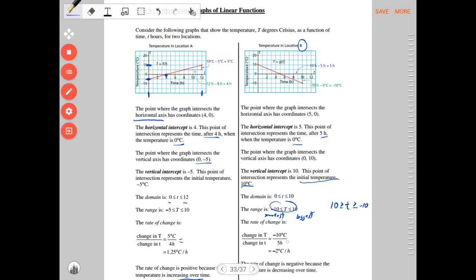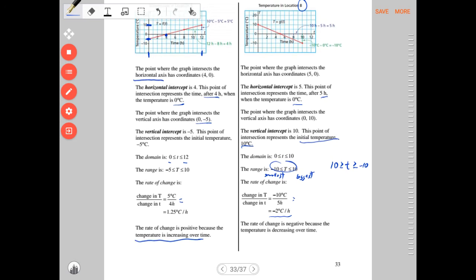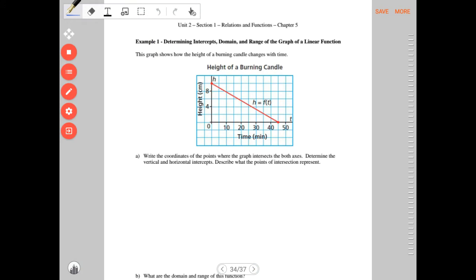The rate of change here: we went down 10 degrees Celsius in 5 hours. So that gives us a rate of change of -2 degrees Celsius per hour. And the rate of change here is negative because the temperature is decreasing over time. Awesome. Okay, next page.